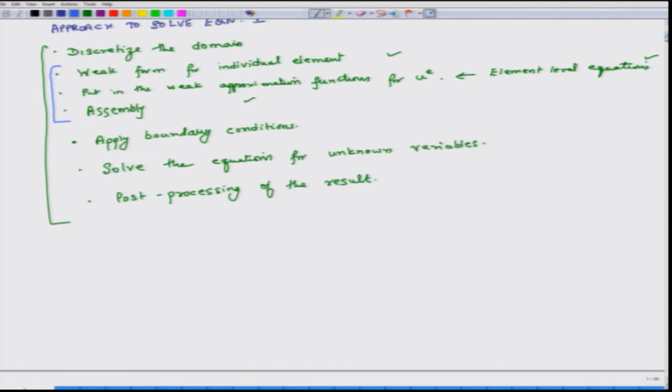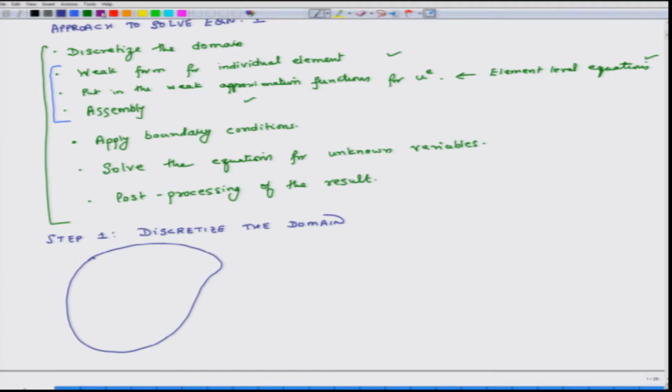And the first step which we had said was we discretize the domain. Again, we are recapping; I had explained this earlier. So, if this is my domain where I want to find the solution, let us say I want to break it up into triangles.